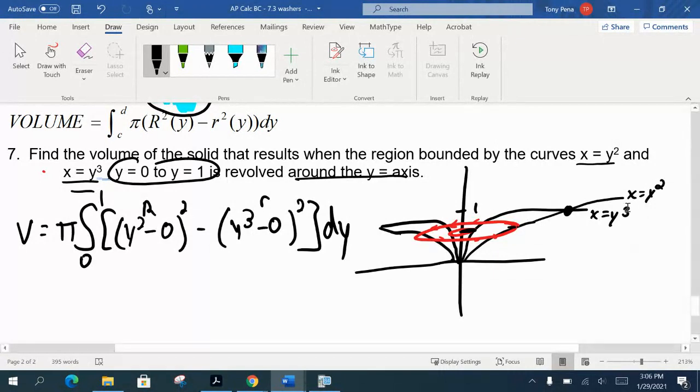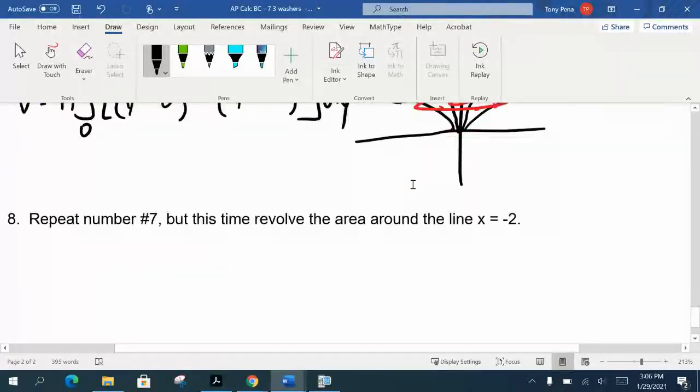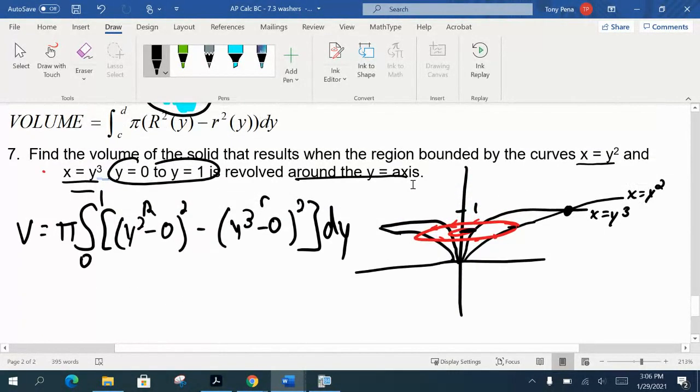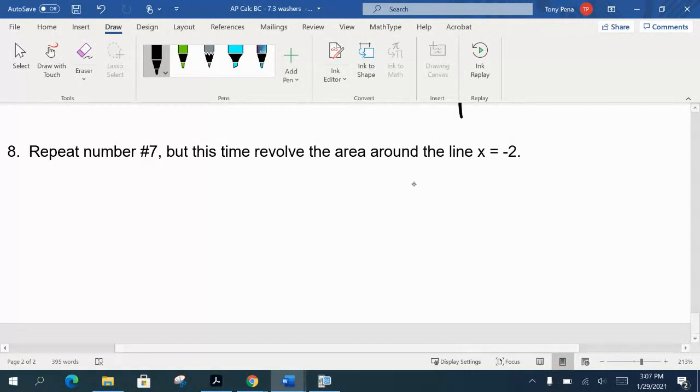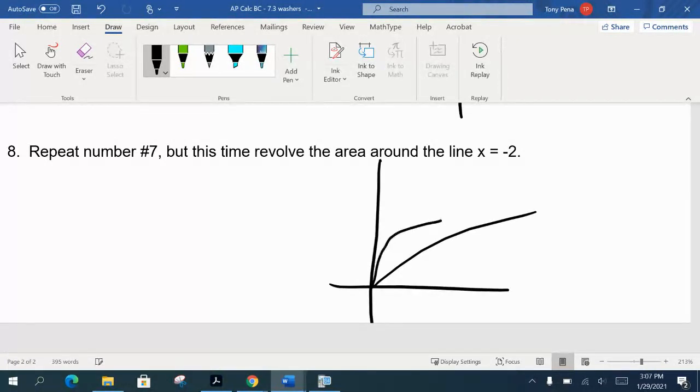And actually, I am going to do number 8 because if you want to turn me off, you could. And if you want to watch it, you can watch it. So let's go ahead and do number 8. Number 8 is just asking you to repeat number 7. So draw in kind of that same initial curve. So here's x equals y squared. Here is x equals y cubed.